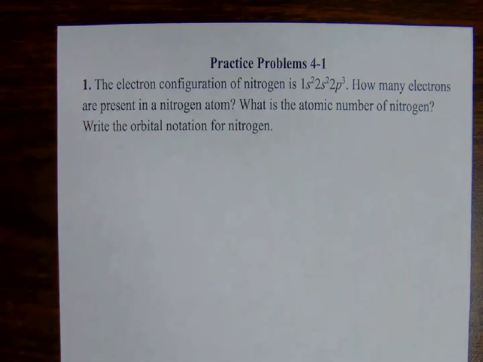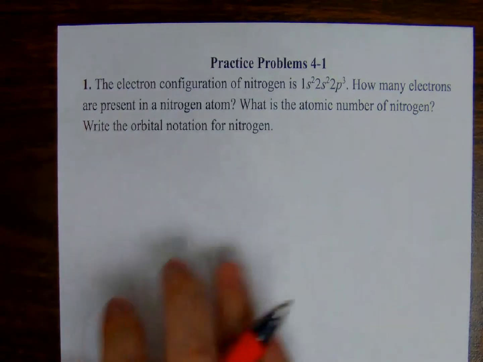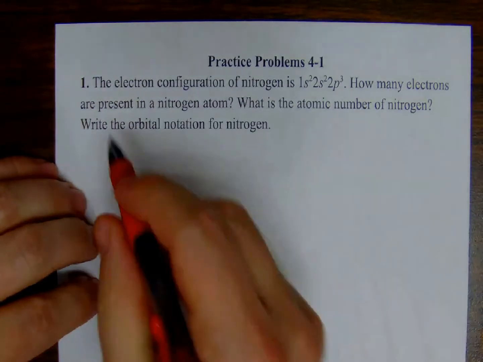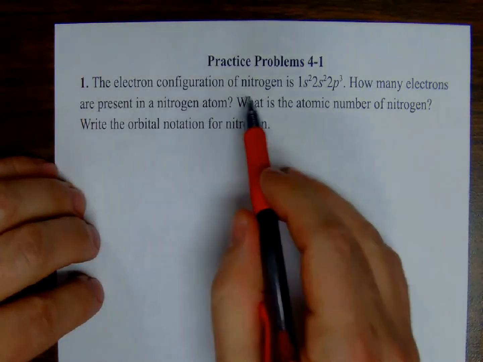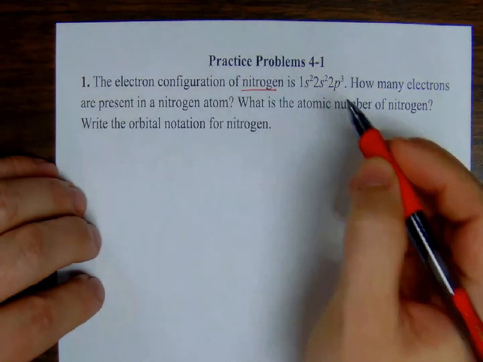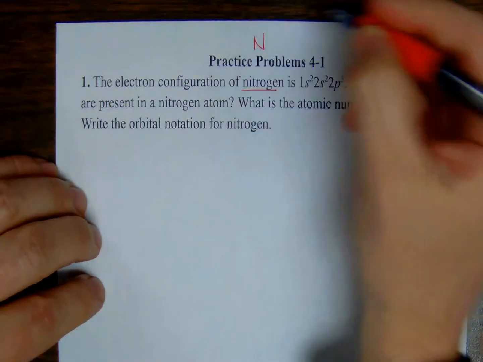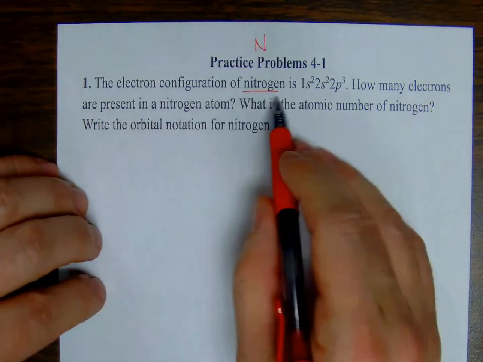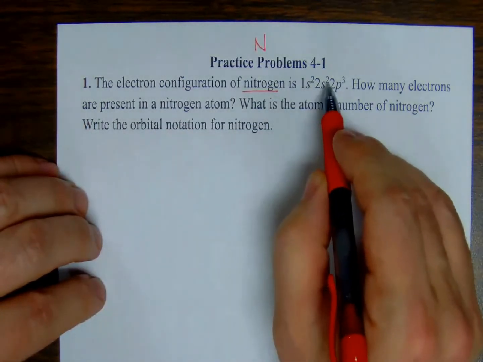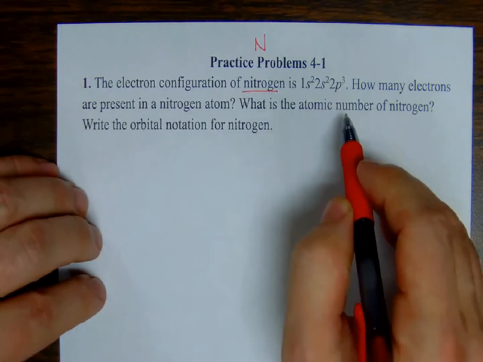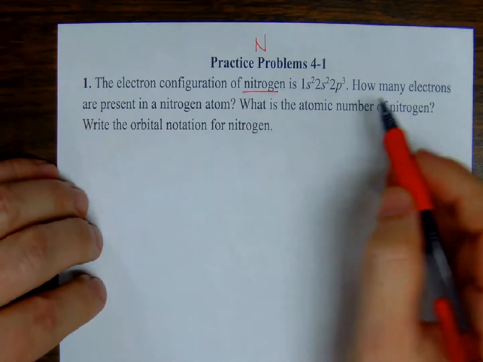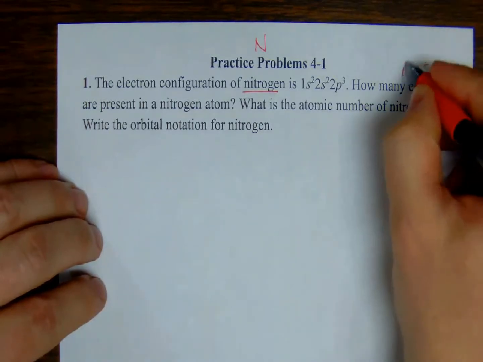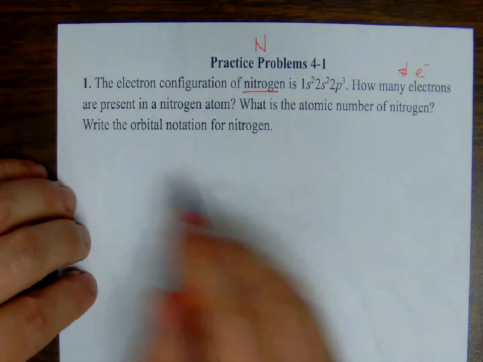All right, let's take a look at practice problem 1 associated with chapter 4. The electron configuration of nitrogen, remember this is represented as capital N on the periodic table if you need to look for it, is 1s2, 2s2, 2p3. If you don't believe me, you can look it up on the periodic table. How many electrons are present in a nitrogen atom?